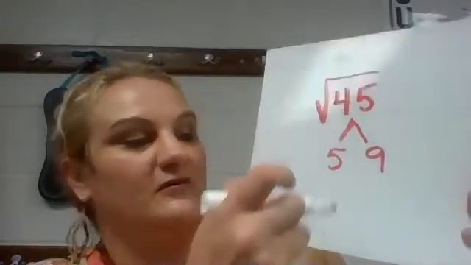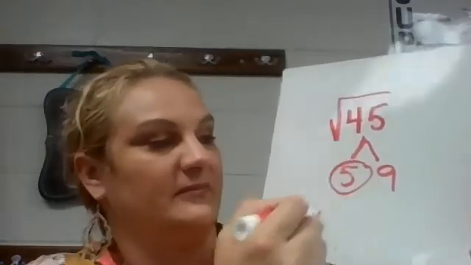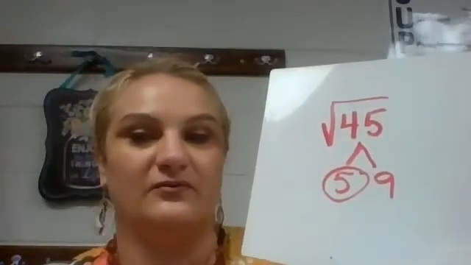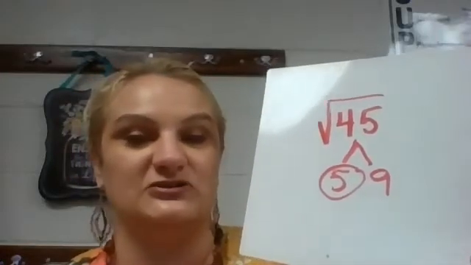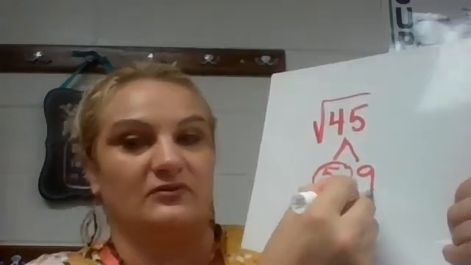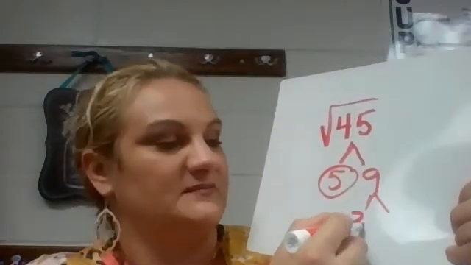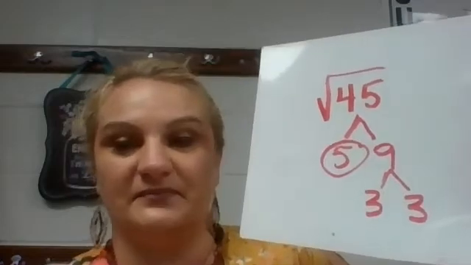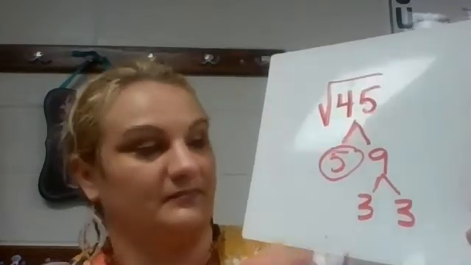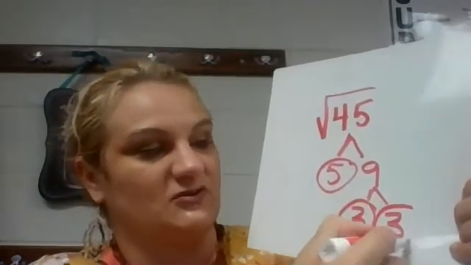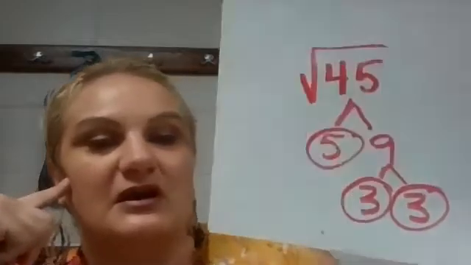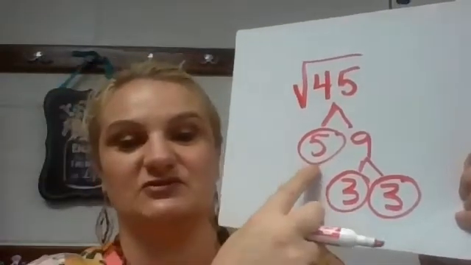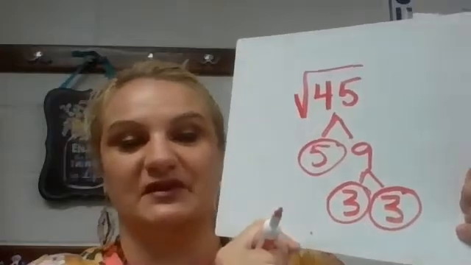Well, 5 is prime. Is 9 prime? No, because you can break 9 into 3 times 3. Good. Is 3 prime? Yes. So we can circle all these. Now our job is to look at these circled numbers, right?